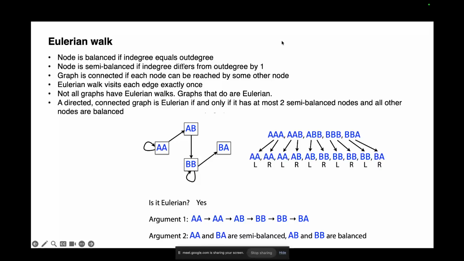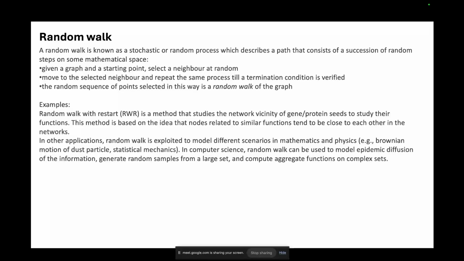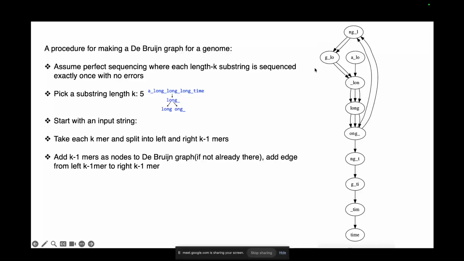So the Eulerian walk is basically the idea that you can visit each edge exactly once, not more than that. So for example, if you're moving from this to this, you can use this edge first, and if you are moving the second time, you have to use the second edge, right? If you do not do that, that would not be an Eulerian walk. So the Eulerian walk is a special type of random walk with some constraints on that, right?